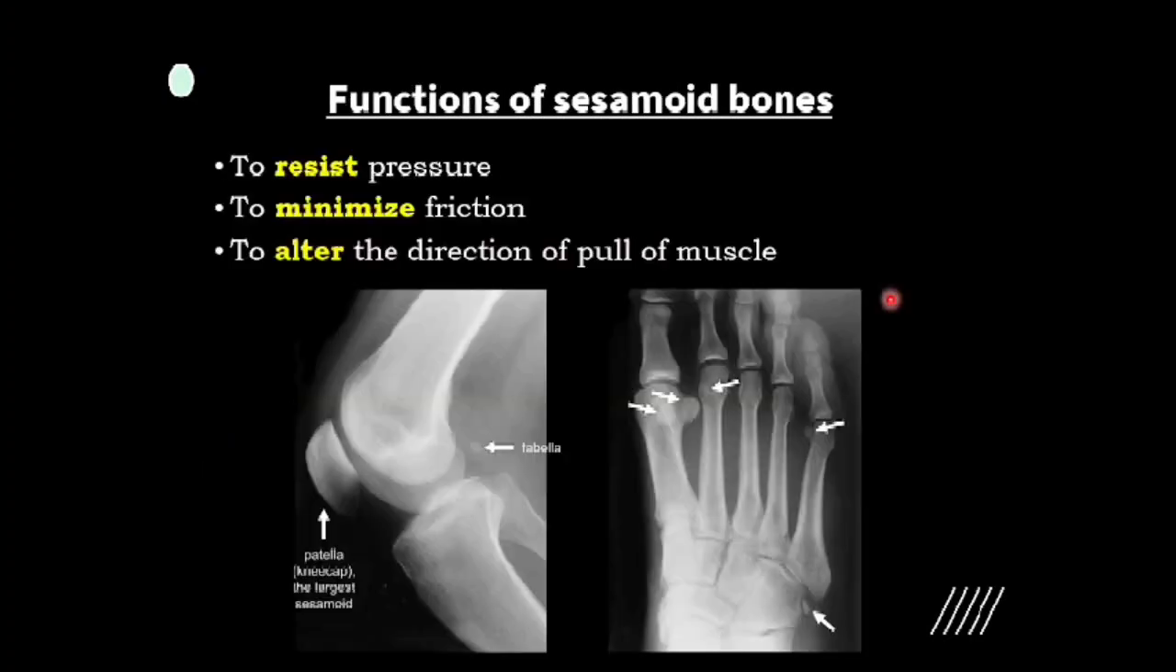So what are the functions of sesamoid bones? They help to resist pressure, to minimize friction and to alter the direction of pull of muscle, or they can act as pulleys for muscular contraction.